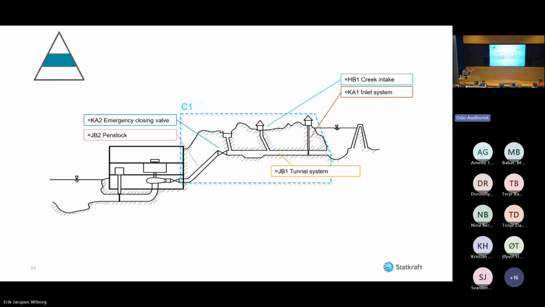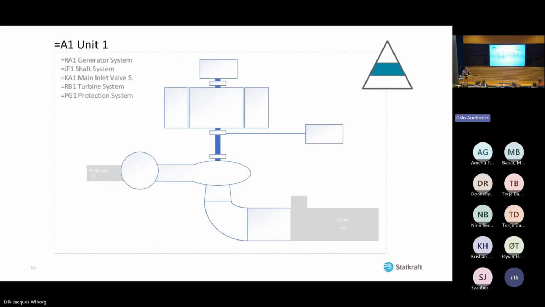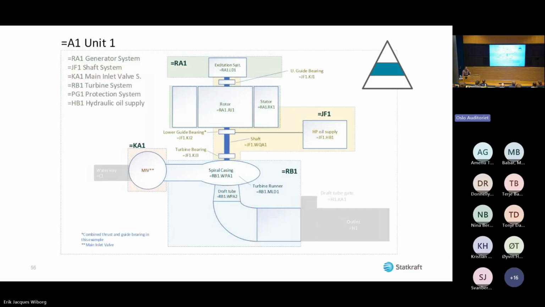Then, as you've done your work with the prime systems, you go a level deeper. And then you can point out all the bigger components, like the penstock itself or the valve itself, portion components. You do this for the unit. So you'll have your generator, you'll have your shaft system with all the bearings, you'll have your main valve, your turbine, and then you can go even deeper. Within the generator, there's a rotor and the stator. And you'll just then go as deep as you need to.